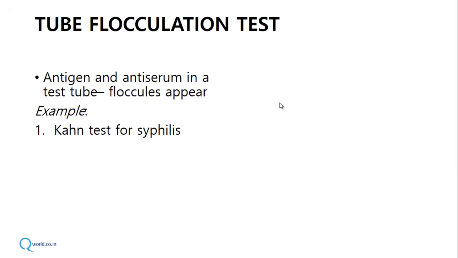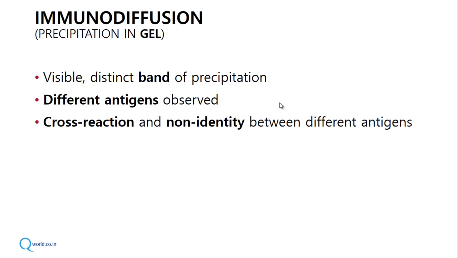The same thing can be performed in a tube. So we take a test tube, we take an antigen solution, we mix it with antiserum, and we see the floccules. And the example is again the Kahn test, which is used to detect the antibodies in case of syphilis. So this is the precipitation reaction in liquid medium in form of ring test as well as the flocculation test.